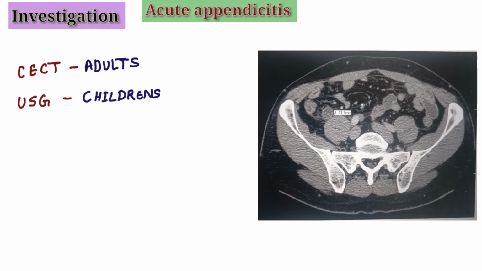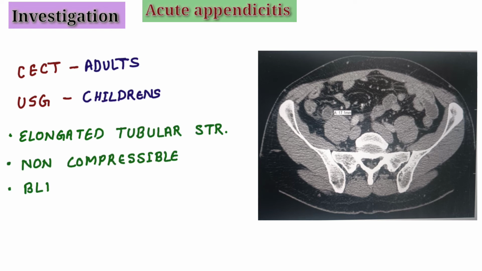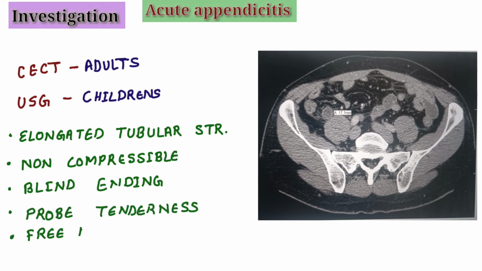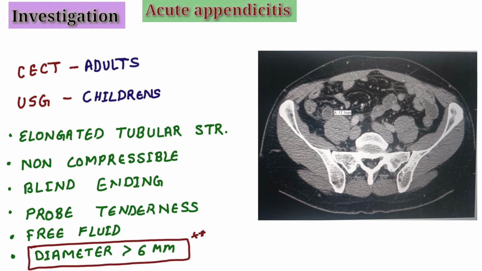And what are the signs which we see on the ultrasound? You will see an elongated tubular structure, and this elongated tubular structure is non-compressible, and it will be blind ending. When you put pressure with the probe there will be probe tenderness. There will be free fluid around the appendix. And the diameter will be more than 6 mm, so these are some signs which we can see on ultrasound. We diagnose the patient. Now how can we manage the patient?